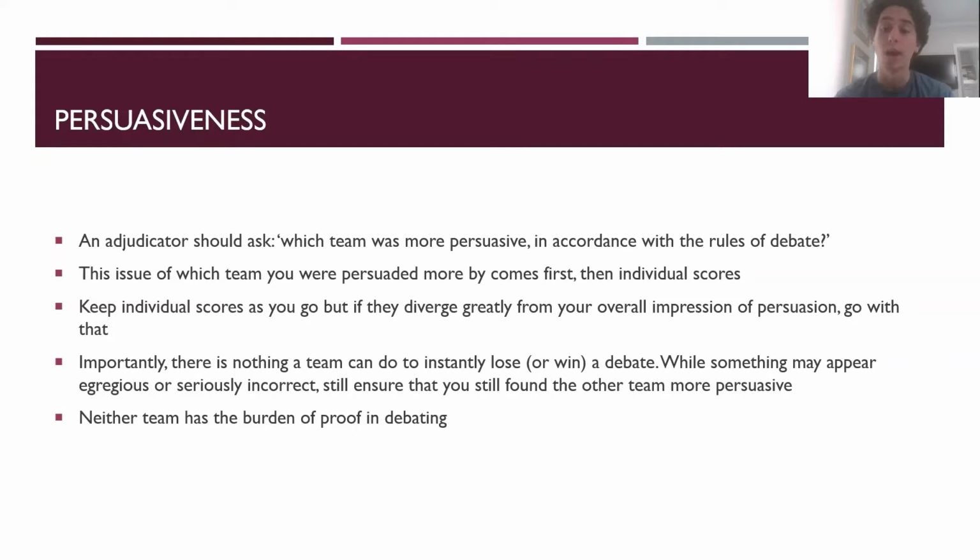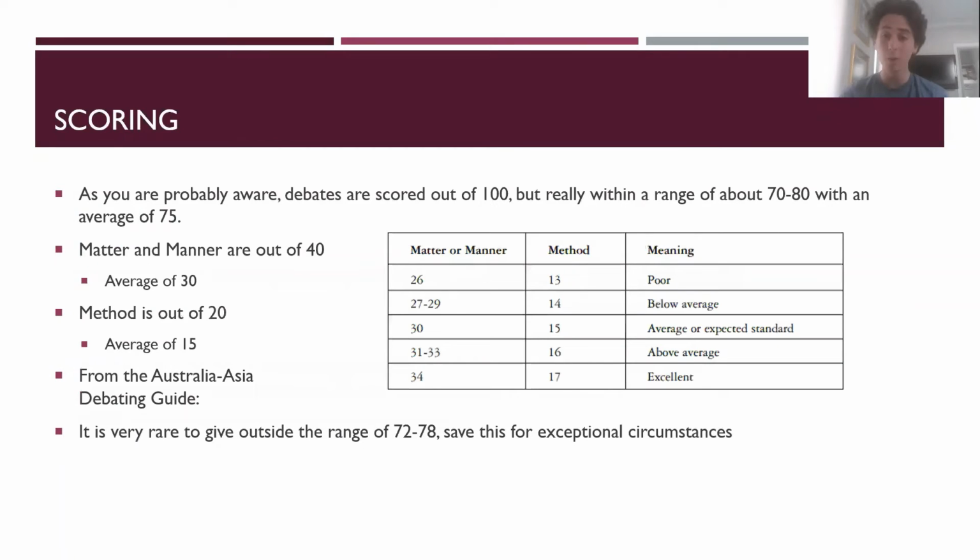Finally, under this model, neither team has the burden of proof in debating. So both affirmative and negative are on equal footing. Make sure that you don't use a burden of proof or onus of proof model in determining who won. We'll now move on to scoring.